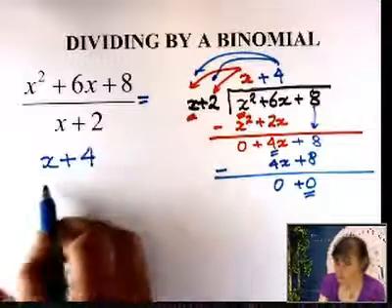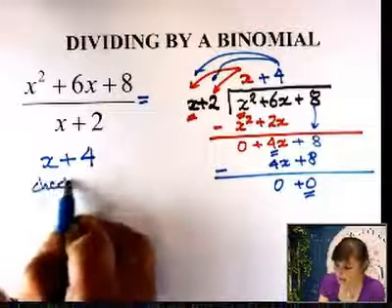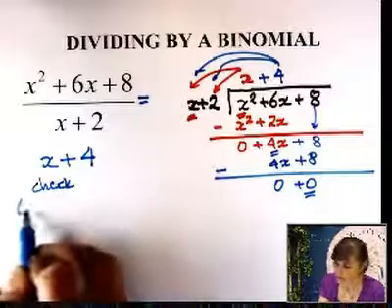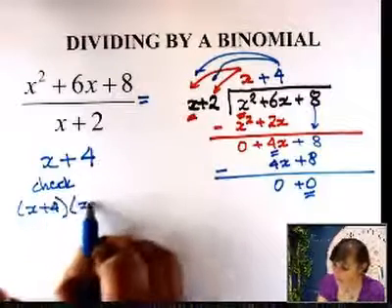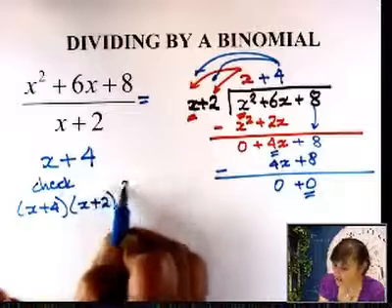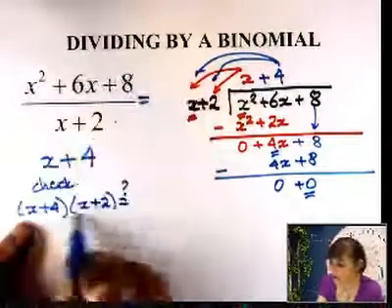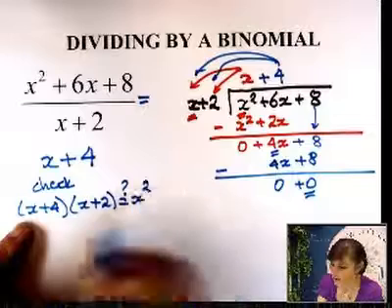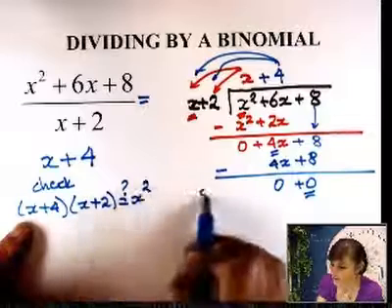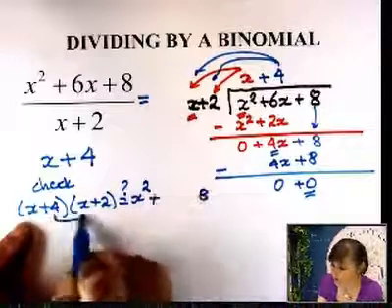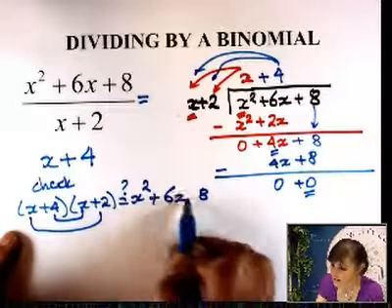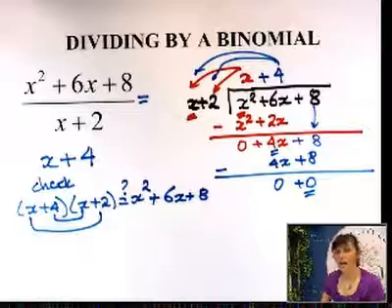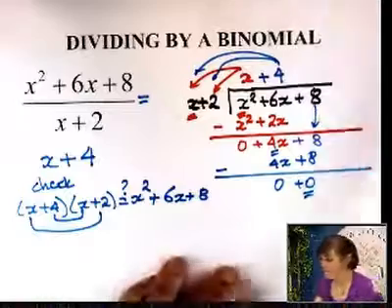You can always check by multiplying your answer by your divisor and see if you get this number. First one squared, x squared. Last one is 8. What's the middle term? 4x plus 2x, that's 6x. It looks like you got it right. Very good.